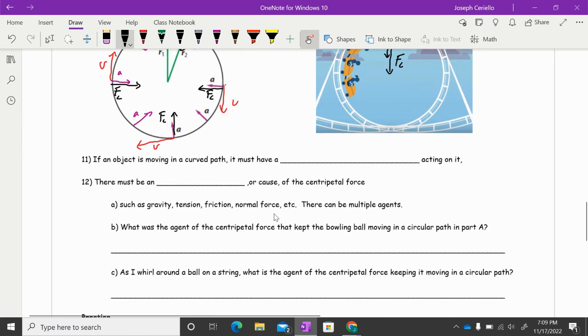So again, it's really important to note that an object moving in a circular or curved path must have a net centripetal force acting on it. And there has to be an agent or a cause of the centripetal force. Again, it's kind of like net force. You can't just say the net force is pushing it. No, things make up the net force. Just like centripetal force, maybe gravity, like a planet going around the sun, tension, like a ball on a string spinning around, friction, like a car going around a track, or the normal force.